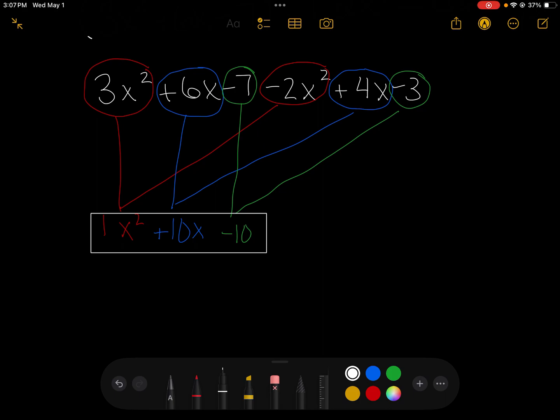So for the red numbers, I added together the 3 and then minus 2. For the blue numbers, I added together 6 and 4 to get 10. For the green numbers, I added together negative 7 and negative 3 to get negative 10. You're going to go try your IXL.